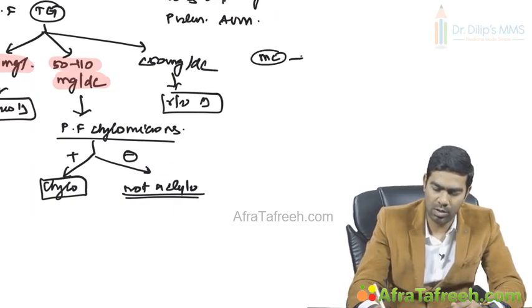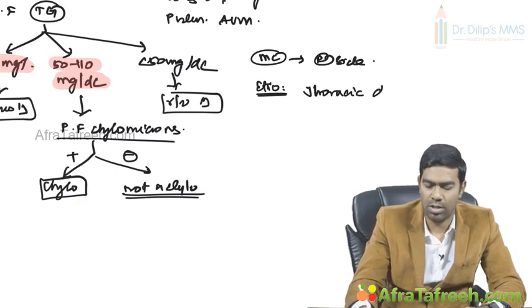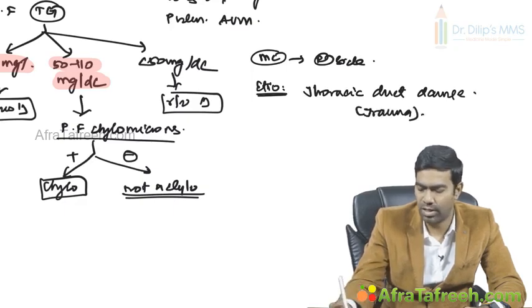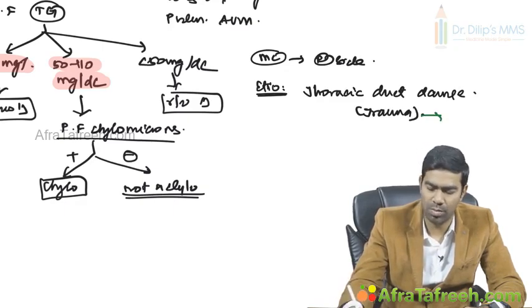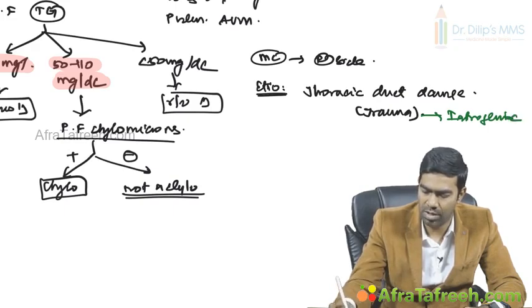And very commonly chylothorax tends to be on the right side. And the usual etiology for this chylothorax will be thoracic duct damage. This thoracic duct damage generally happens due to a trauma, and this trauma generally is supposed to be iatrogenic, during thoracic surgeries. Or it can happen due to malignancies also.